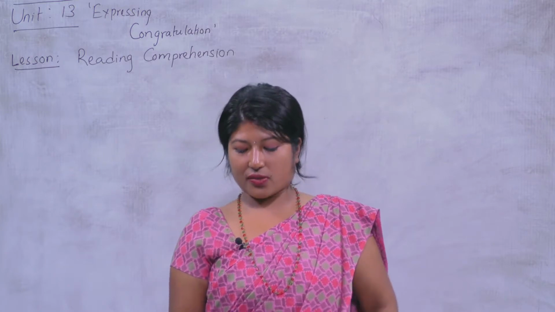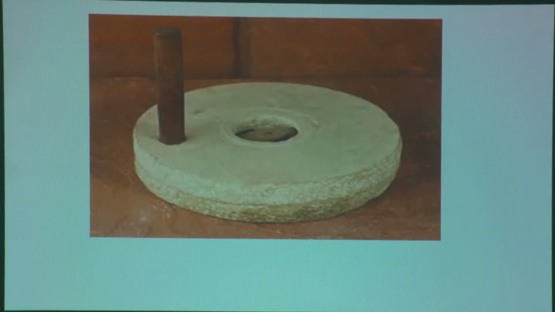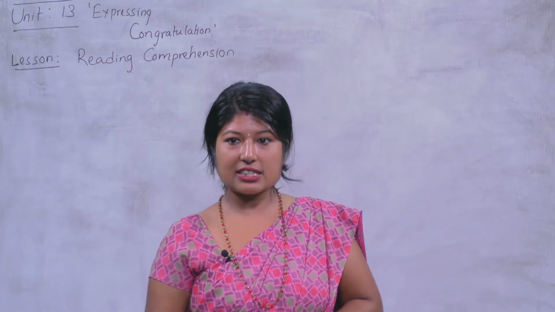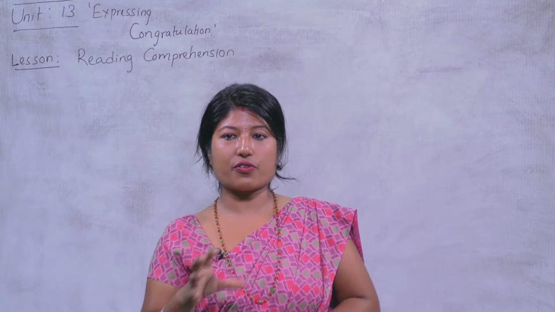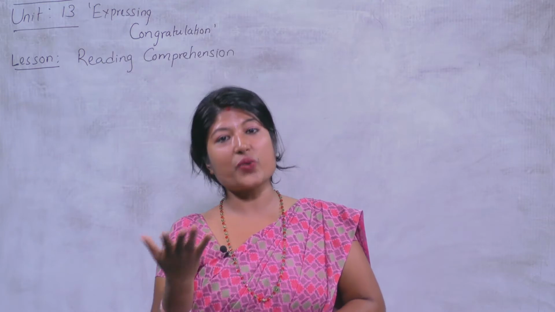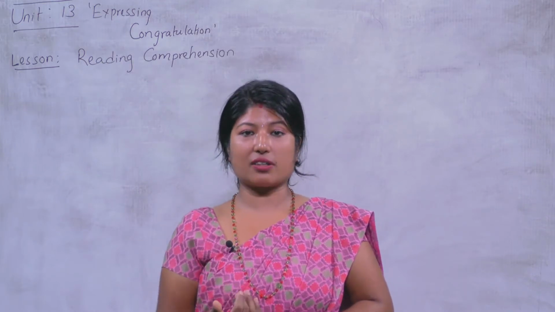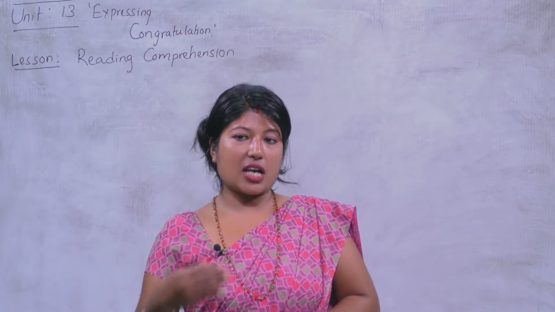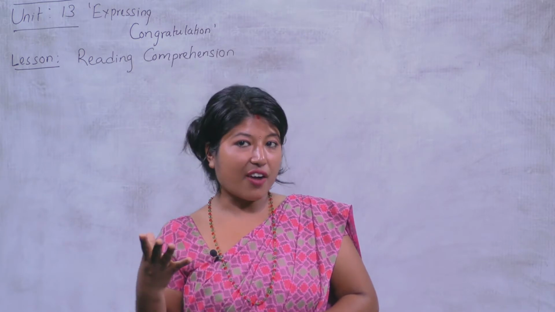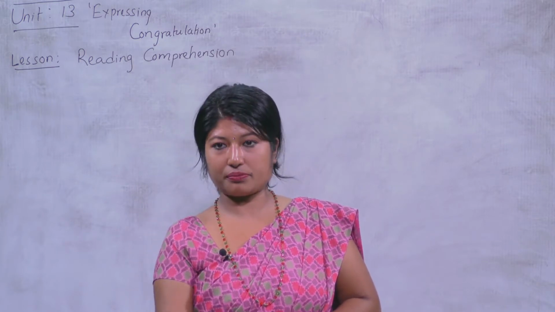Okay, here is a picture. Can you guess what the picture is about? Have you ever seen such a tool at your home? What is this tool used for? This is called jato. So this tool is used for grinding grains, to make flour of grains like wheat, maybe maize, corn, right? Maize, corn, or maybe some other grains are made into powder, flour, through this grinding stone.